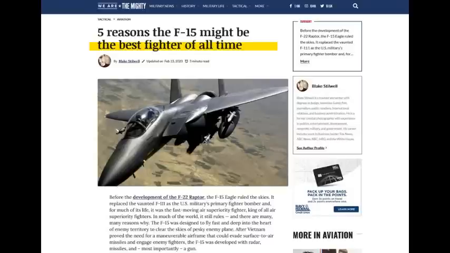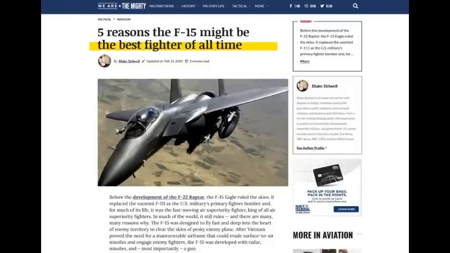Before the development of the F-22 Raptor, the F-15 ruled the skies. Any people who have any degree in engineering, let alone military background, have to ask the question: ruled where? And why are they the best fighters? By the way, what is the F-22 Raptor? Why is it the best? It never took part in any combat.